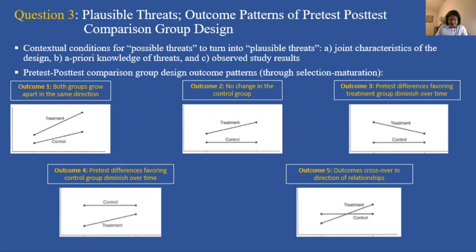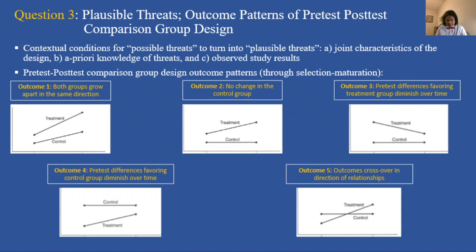So let us now look at 5 outcome patterns that are observed in pre-test and post-test comparison group designs from the lens of selection maturation. We have pasted the charts for each of these outcomes. There are 5 outcomes, to help better understand each one.